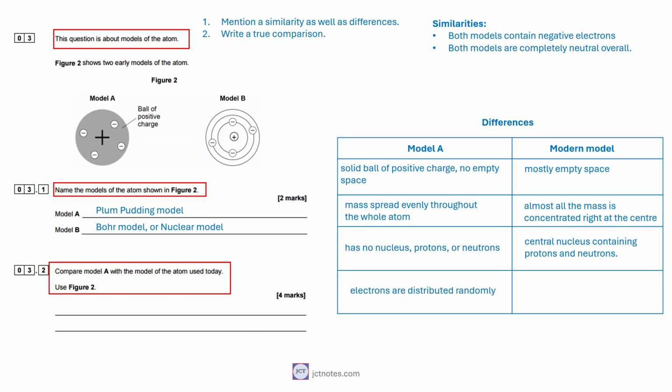Finally, in Model A, electrons are distributed randomly. In our modern model, electrons are organized neatly into shells or energy levels. Include at least 1 similarity and 3 of those direct differences, and you've secured an easy 4 marks.